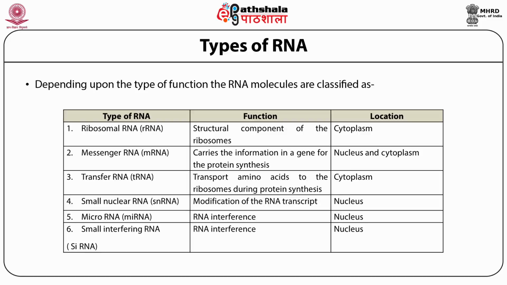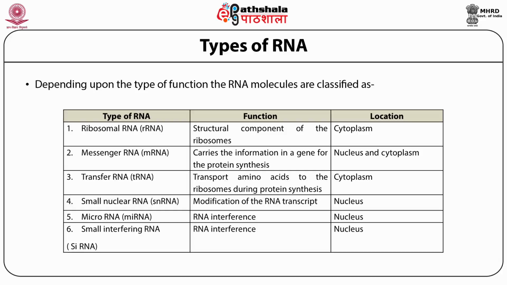Function: carries the information in a gene for protein synthesis. Location: nucleus and cytoplasm. Third, transfer RNA, tRNA. Function: transports amino acids to the ribosomes during protein synthesis. Location: cytoplasm. Fourth, small nuclear RNA, snRNA. Function: modification of the RNA transcript. Location: nucleus.